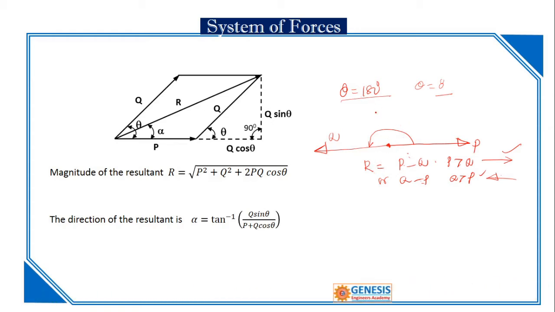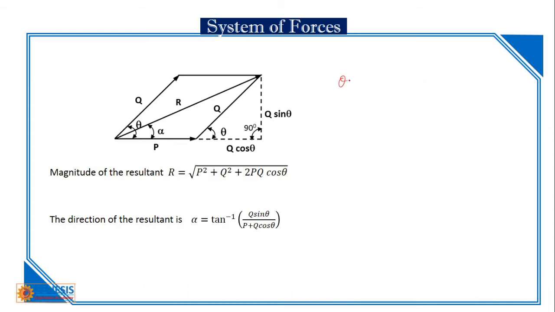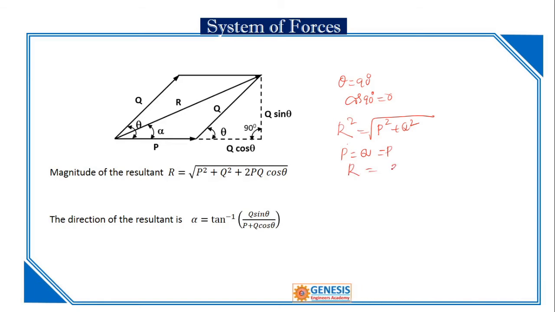What happens if theta is equal to 90 degrees? So if theta is equal to 90, what would we do? Theta is equal to 90 means cos 90 is equal to 0. Then R is equal to under root of P square plus Q square. So if P is equal to Q, you can also draw like this one. So R is equal to P under root 2. So the resultant force is root 2 times P.